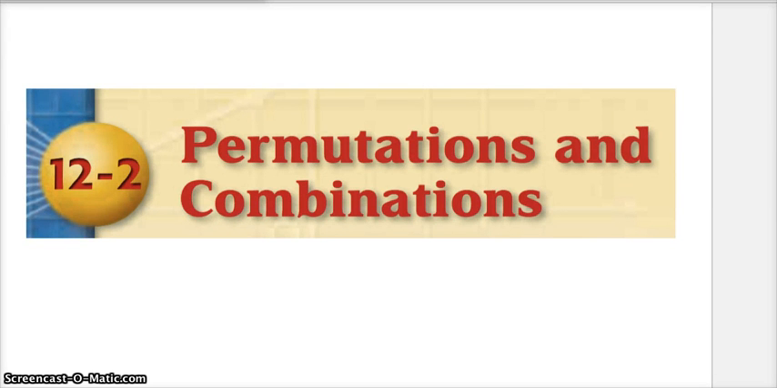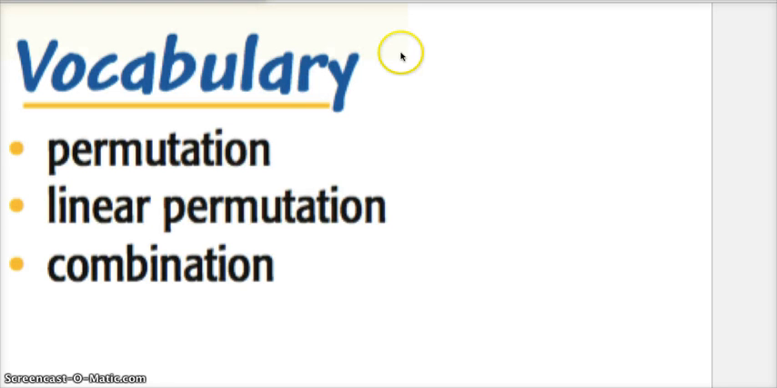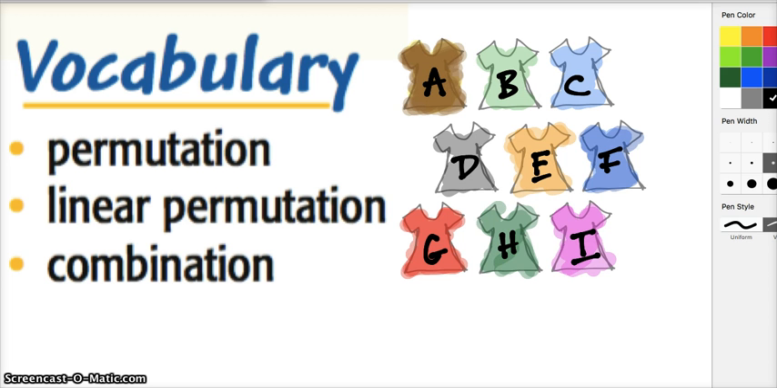We're in section 12.2, and we're looking at permutations and combinations. If you ever considered choosing out of a group of things, let's say we had this group of beautiful dresses that we were trying to figure out how to choose, how many choices we have in choosing. So let's say I have these 9 dresses and I want to choose 3.